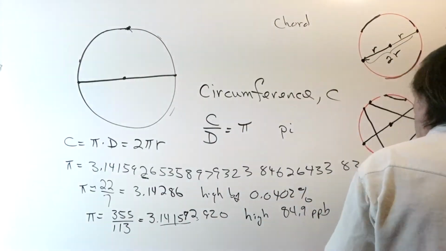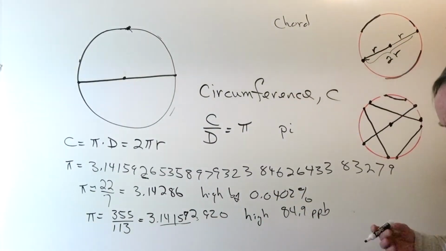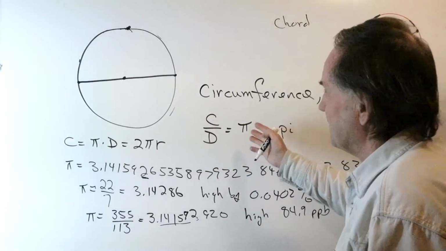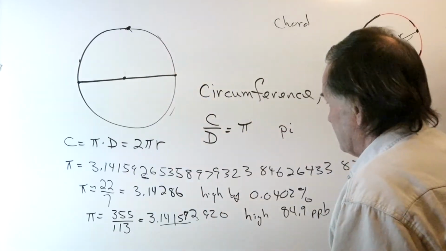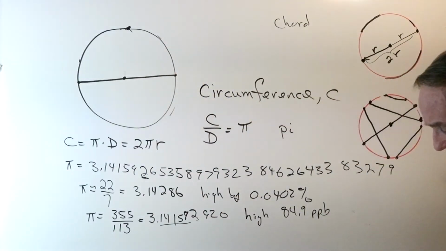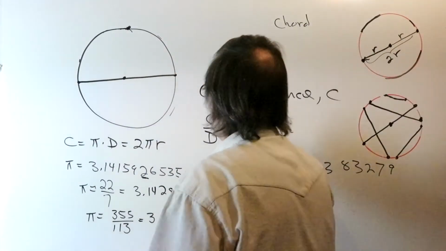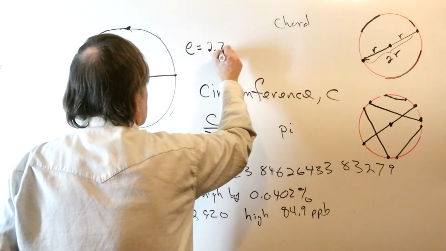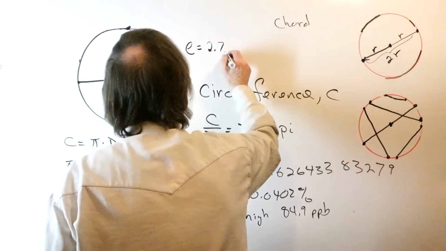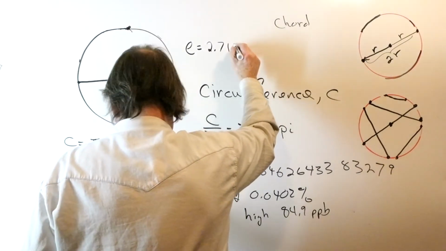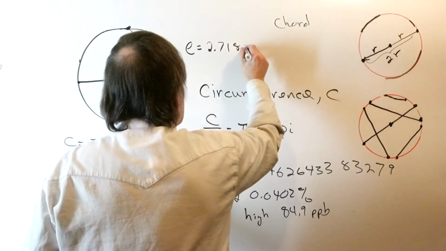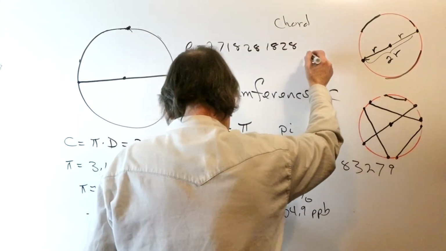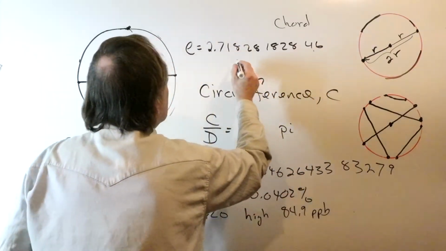Now, pi could be considered the most fundamental mathematical constant pertaining to geometry. It shows up all the time because it is the ratio of a circle's circumference to its diameter. Another constant, e, shows up a lot in math and physics, or engineering and physics, and its value is 2.71828182846.